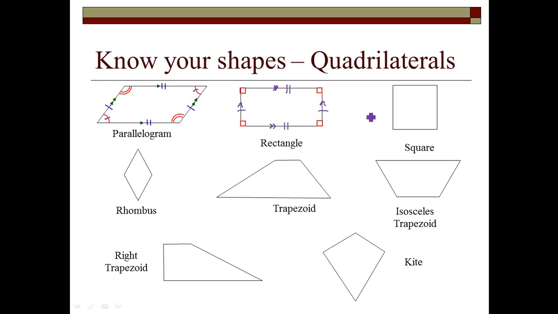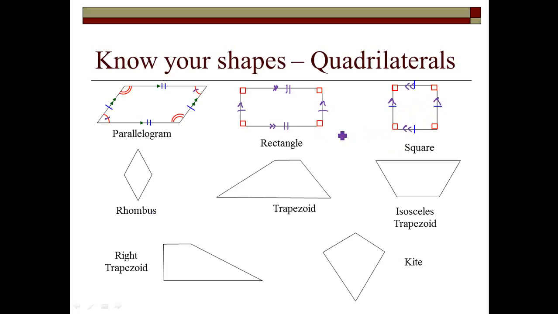Now for a square, it's basically a rectangle where all the sides are congruent. So it's still going to be a parallelogram too. So this side and this side, and then these ones. It doesn't matter which way you have the arrows go, as long as you can match them up.